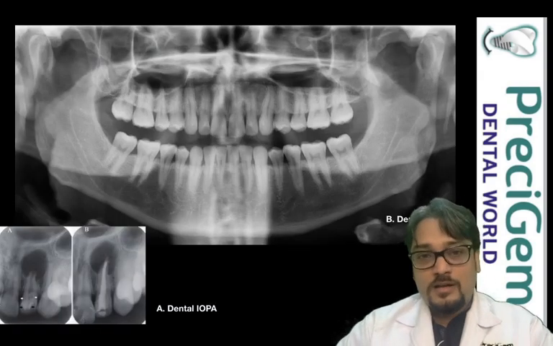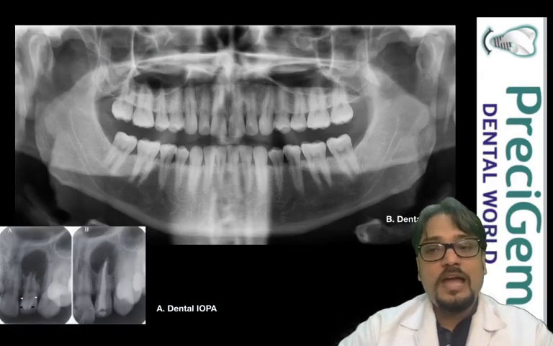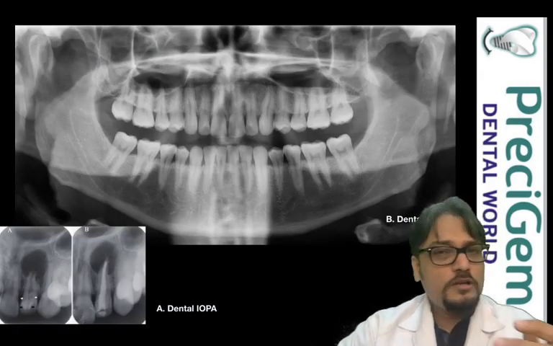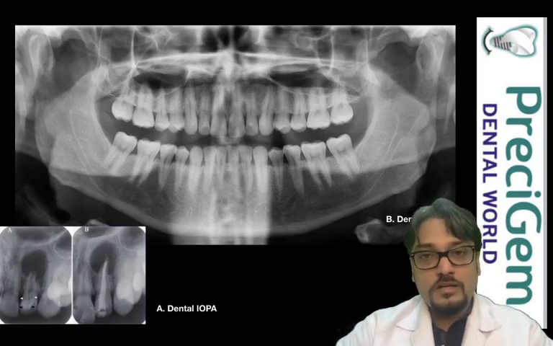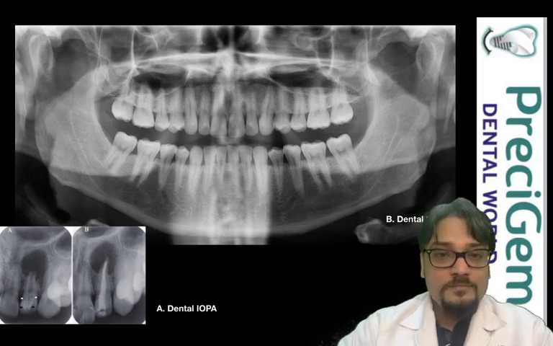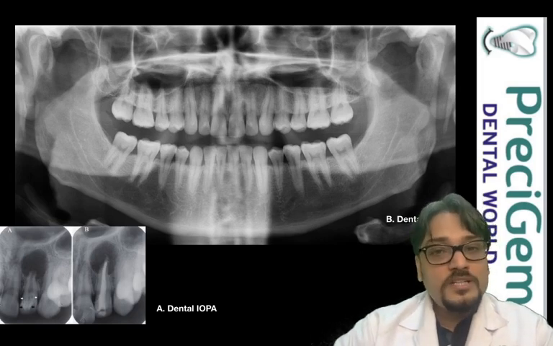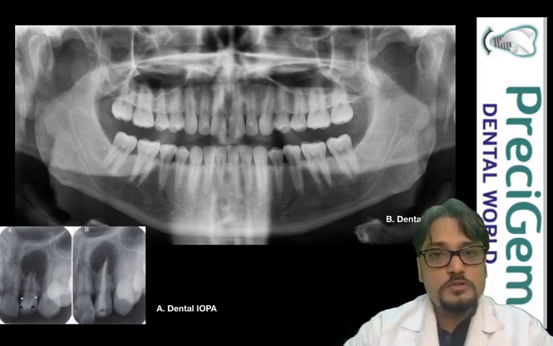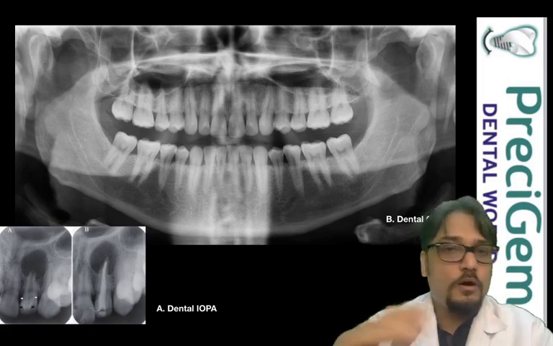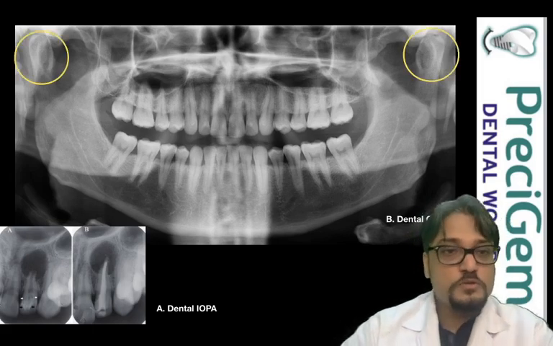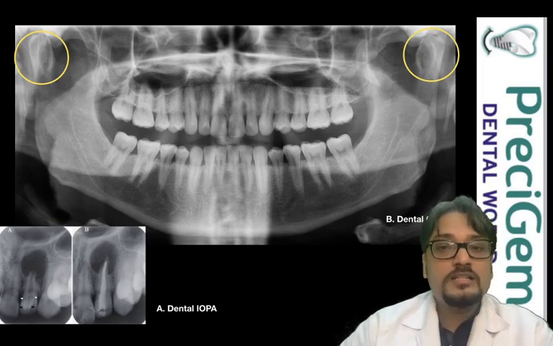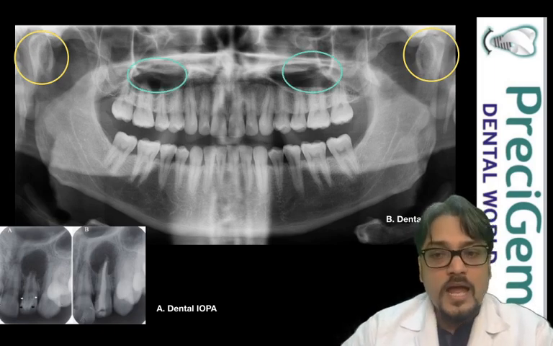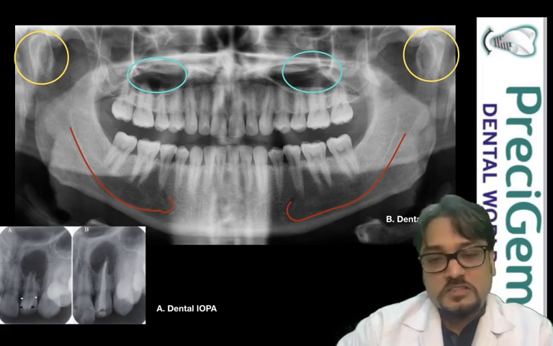So let me explain the difference between IOPA and OPG. IOPA covers only a few teeth. It's confined to just 2 or 3 teeth, which you can see in the image on the left. And dental OPG is a general X-ray. It helps us to evaluate the total jawbone and all the teeth. It can help us to see your jaw joint, all your teeth, your sinuses, and vital structures like the nerve.